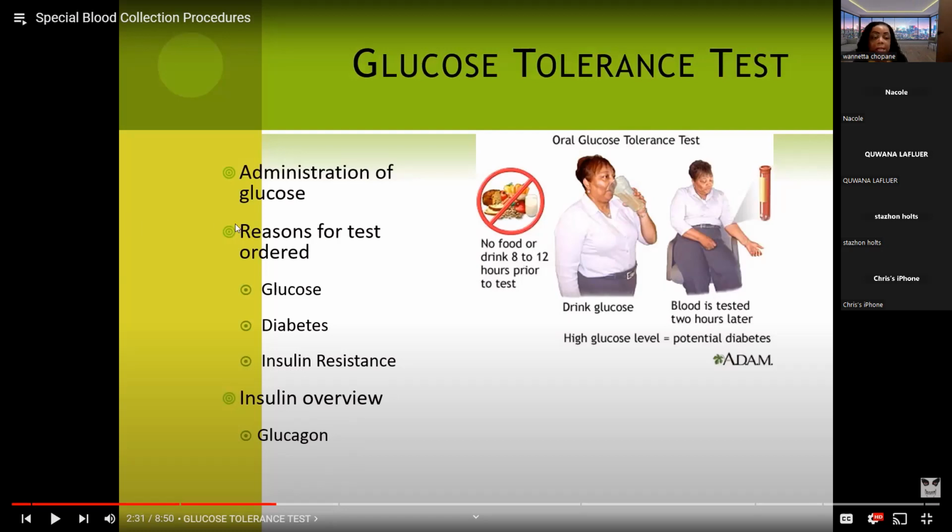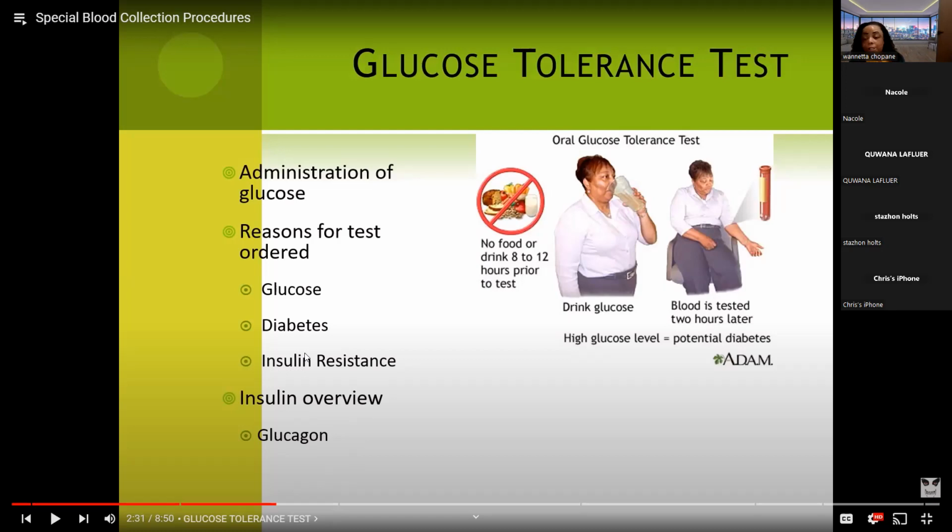So the reason that this test is ordered, like I said, is for glucose, which is sugar, and that is basically checking for diabetes. It's trying to see if your body even has enough insulin to fight off all that sugar. Our body has insulin. Some of our bodies are lacking insulin, and that's where persons with diabetes come in. The body doesn't have enough insulin to bring the sugar down.